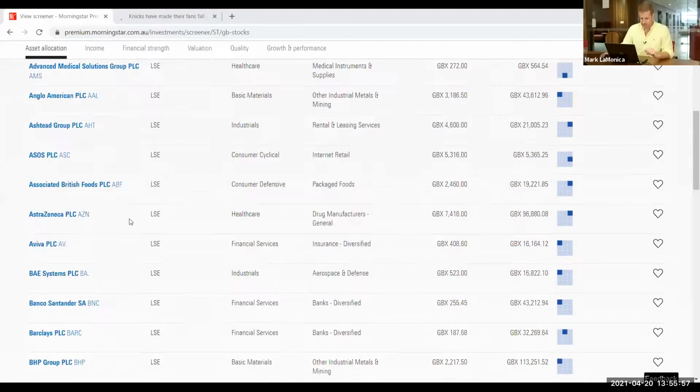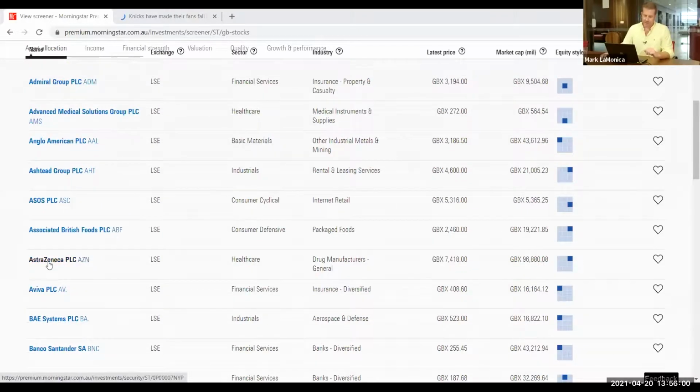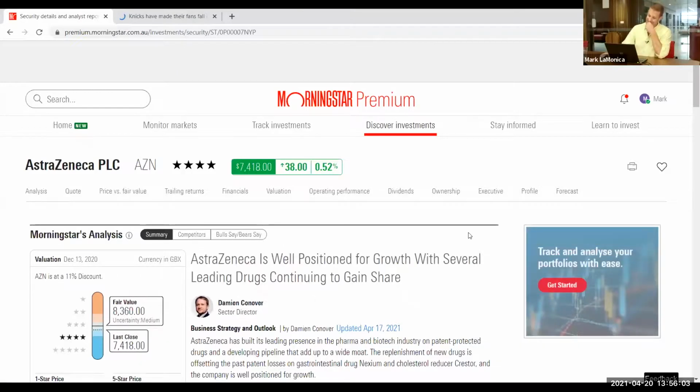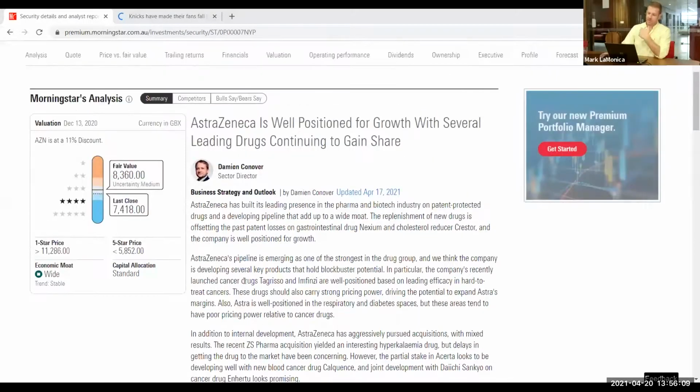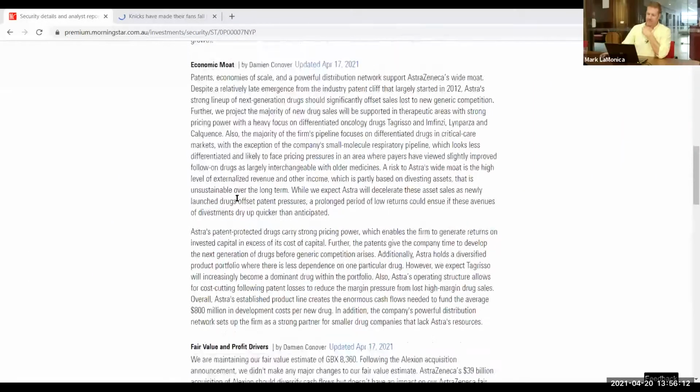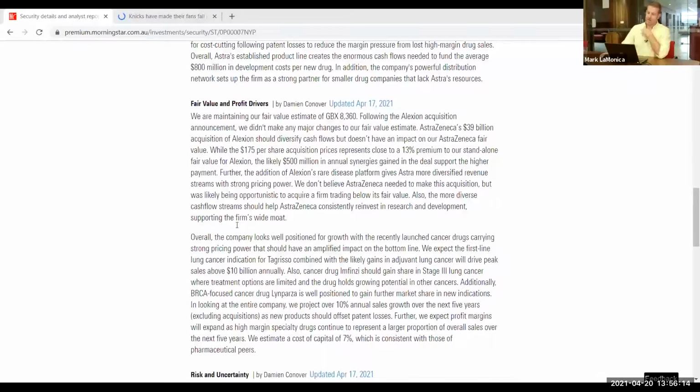So if I go back to, we'll just pick a company. We're in the UK, so AstraZeneca. It's been in the news. We'll look at AstraZeneca. What you can do is go in and look at fair value and profit drivers. It's a piece of the report where our analysts describe at a high level what their different assumptions are. That's where we get to see why they think something should be valued in a certain way.